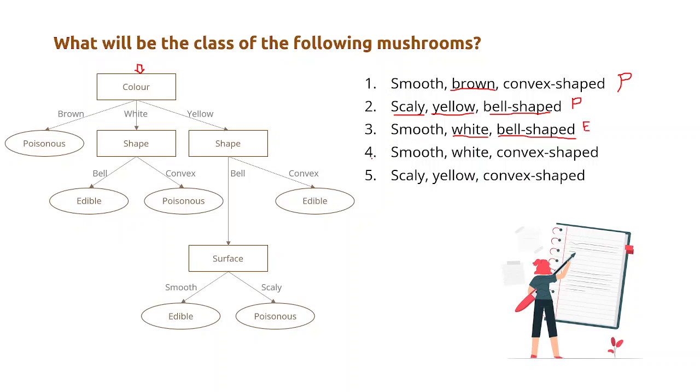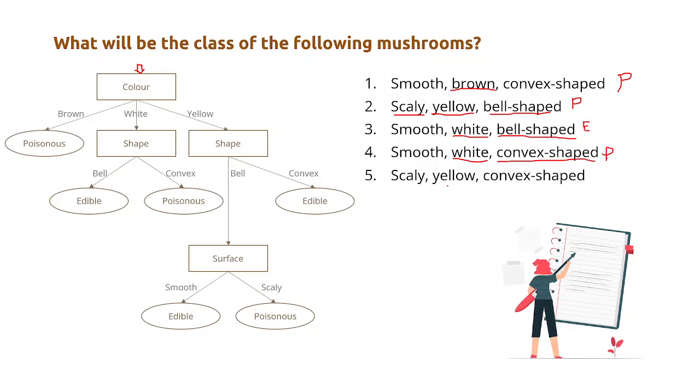Okay, number 4. Unsa man yung class? Poisonous, sir. Poisonous. Okay, atong i-check. Color is white. And then yung shape kay convex. Therefore, ang mushroom kay poisonous. Correct. Okay, lastly, number 5.